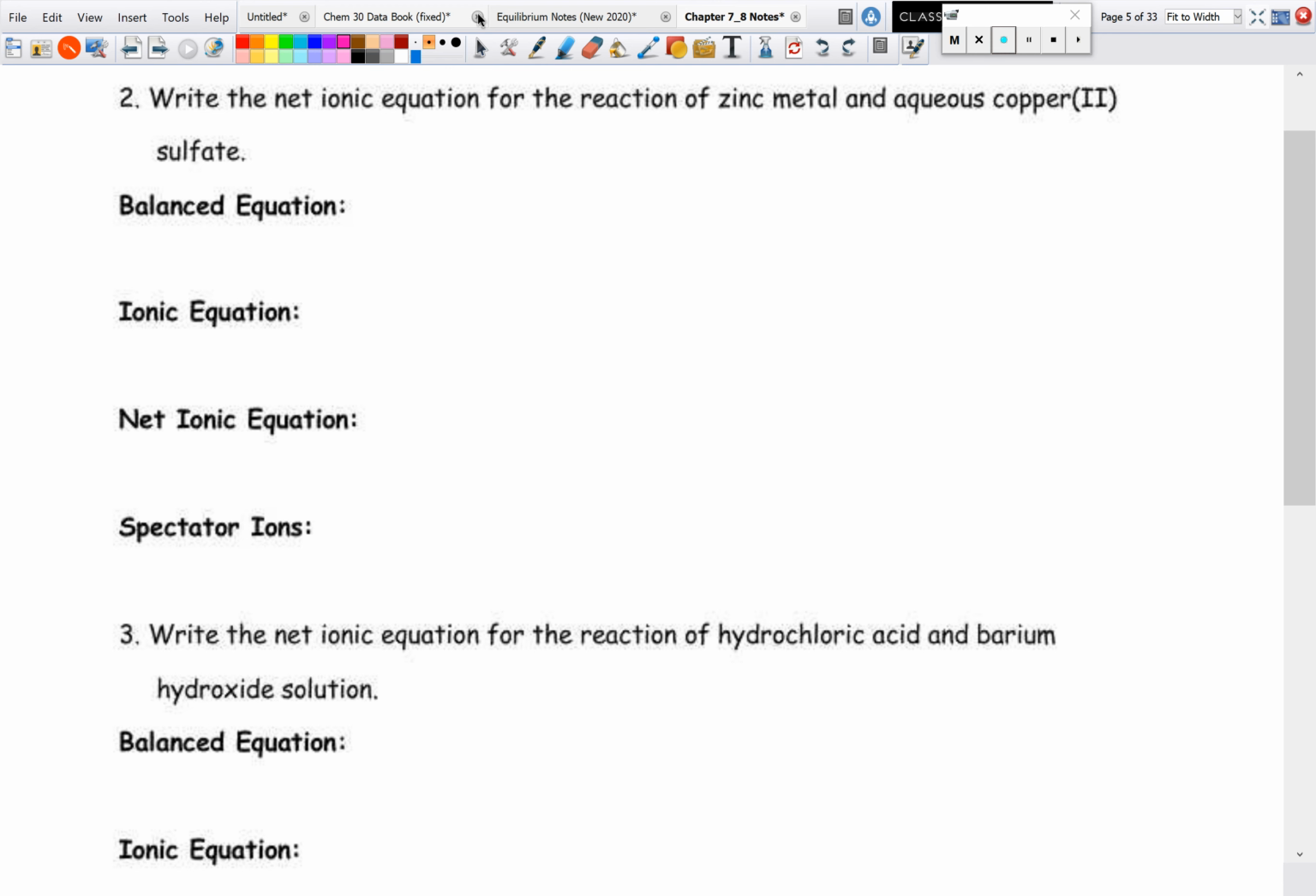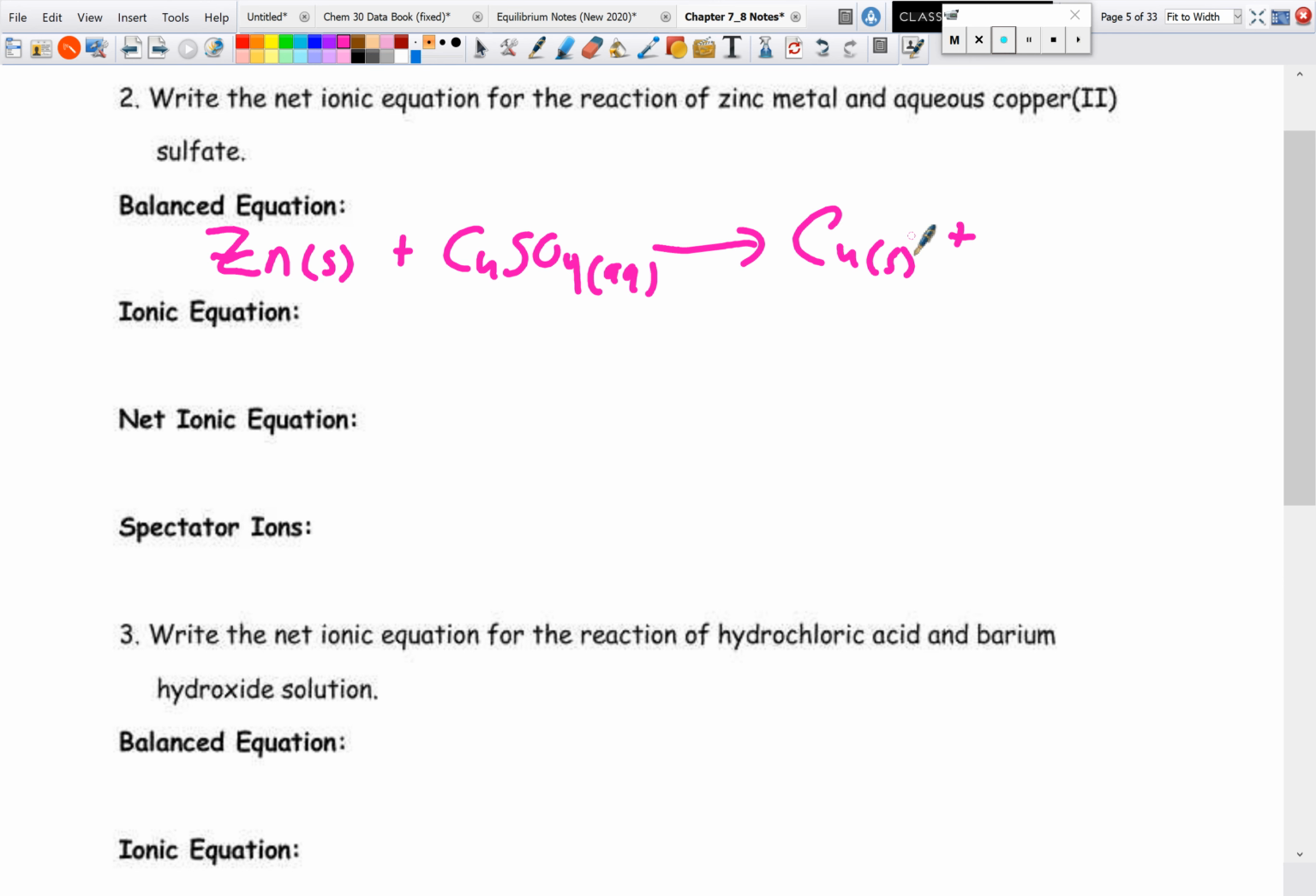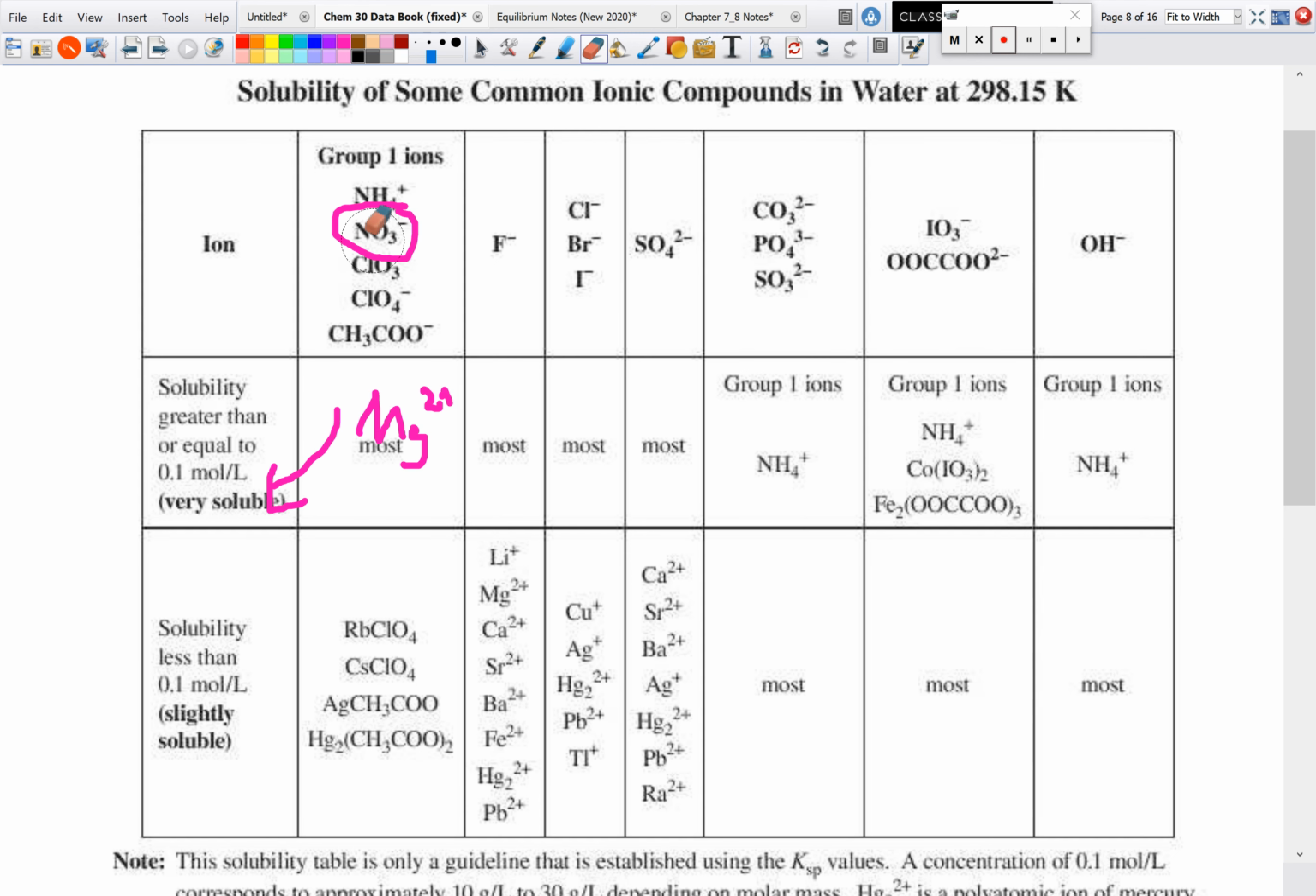So this right here, we start off with zinc metal, a solid, plus aqueous copper 2 sulfate. It's already aqueous. So you can tell this is a single replacement reaction where copper and zinc are going to change. So copper is our new element, and our formula for zinc 2 sulfate: zinc is 2 plus, sulfate is SO4 2 minus. So when we do our drop and swap, it's that. Now I don't know what zinc 2 sulfate will look like, if it's aqueous or solid, so I go back to my data booklet.